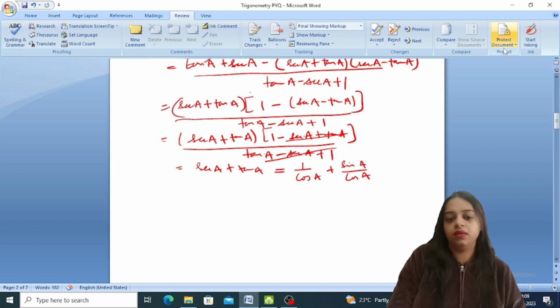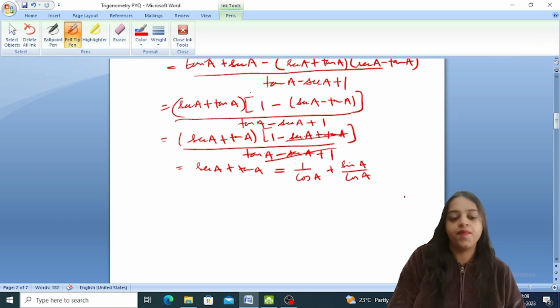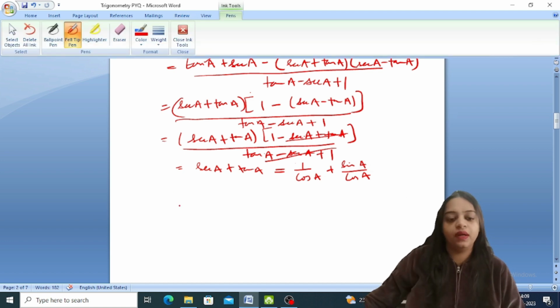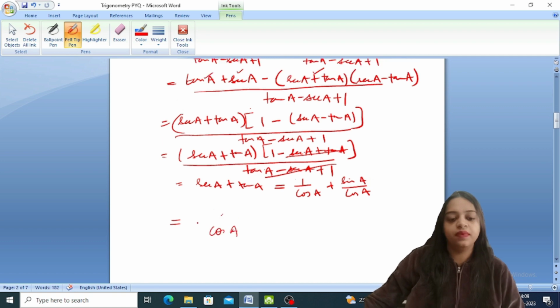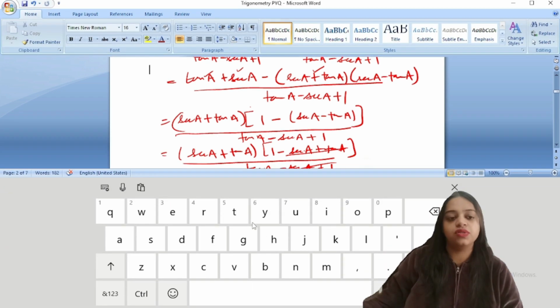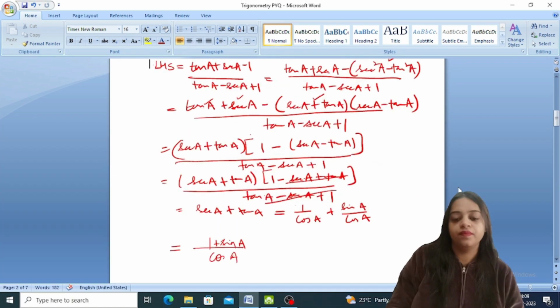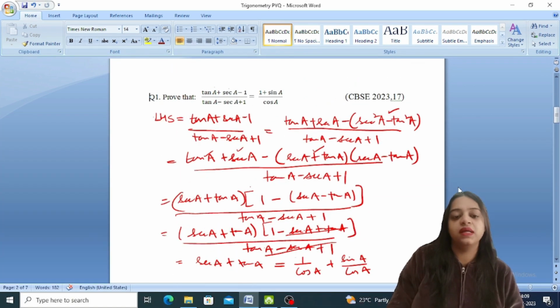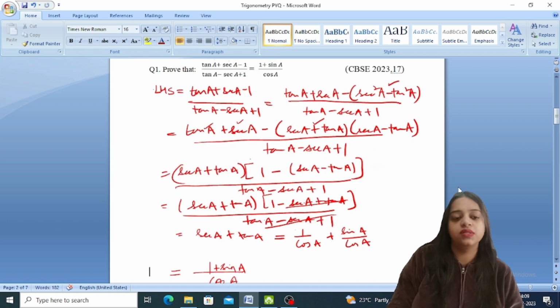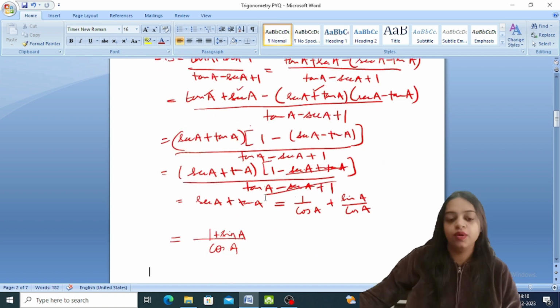Now taking the LCM, it will be cos a is LCM, and this will be 1 plus sin a, and this was your RHS. You can see 1 plus sin a upon cos a. This is your RHS. So this question is proved.